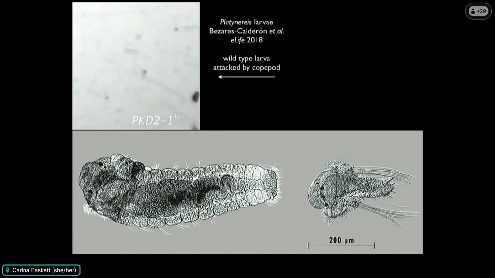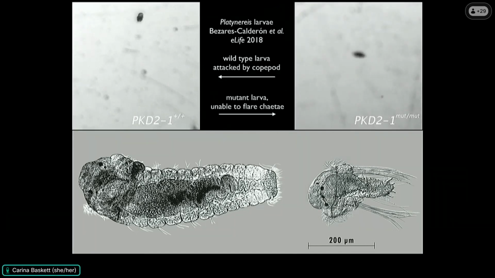And there's a little bit of evidence that they are, in fact, defensive structures. Here's a beautiful video I'm going to show you of a different species of polychaete. This is Platynereis, in which the larva is going to defend itself from attack by a copepod by flaring its bristles, and it gets away. And in this study, the researchers genetically modified the larvae so that they could not flare their bristles. And here's what happens.